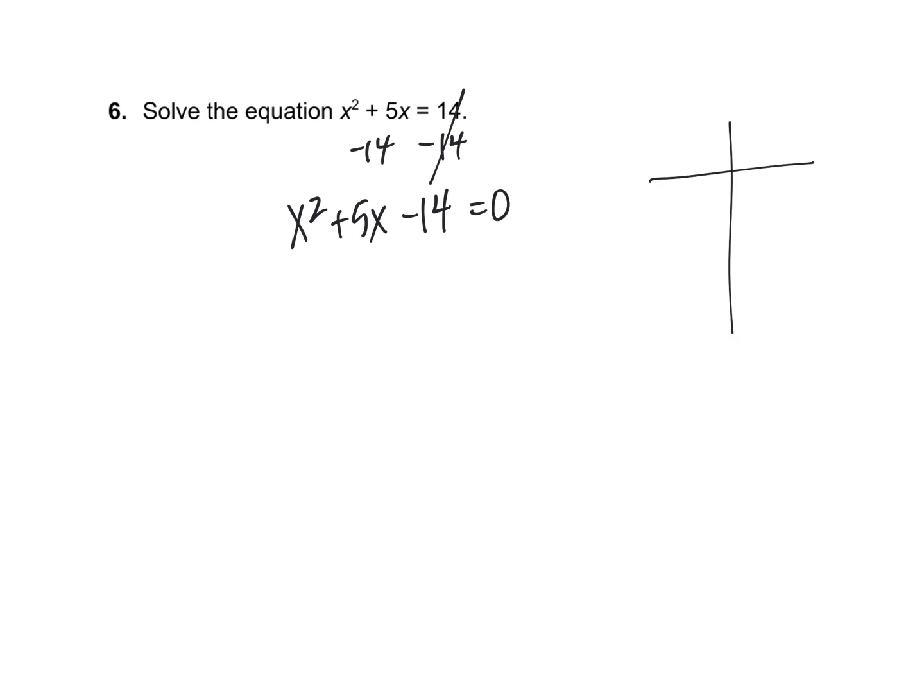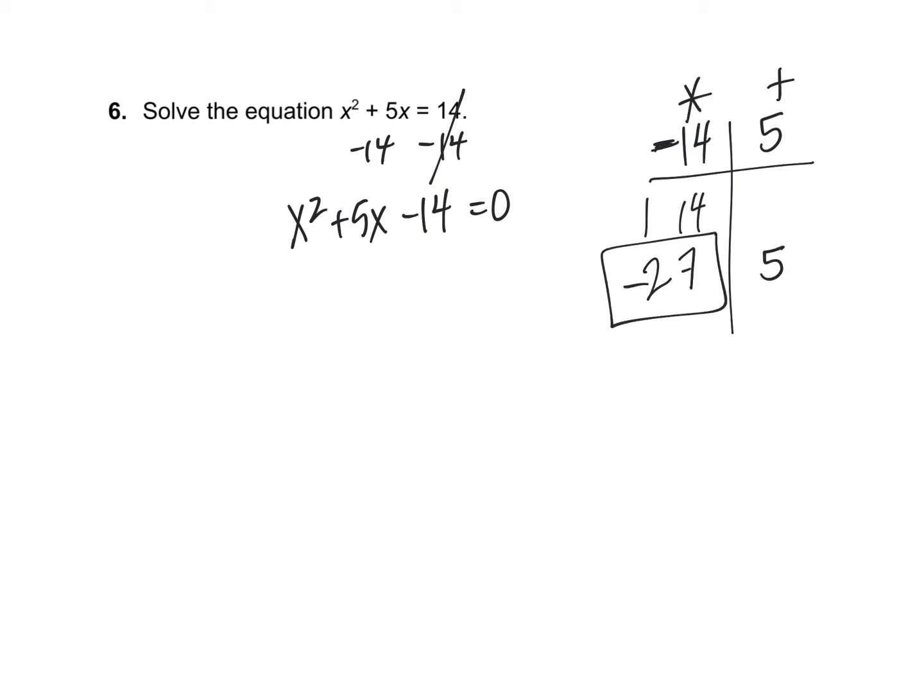Now I'm looking for factors of the last term, which is negative 14, and they need to add up to give me 5x, which is the middle term. So I'm looking for things that multiply to give me negative 14 and add to give me 5. Factors of 14: 1 and 14, 2 and 7. Well, I know they have to be opposite signs because of this negative symbol right here. So in order to get a positive 5, that's going to be a positive 7 and a negative 2 gives me a positive 5. Remember, the bigger number is going to match the sign of the middle term. So this is going to give me x minus 2 and x plus 7 equals 0.